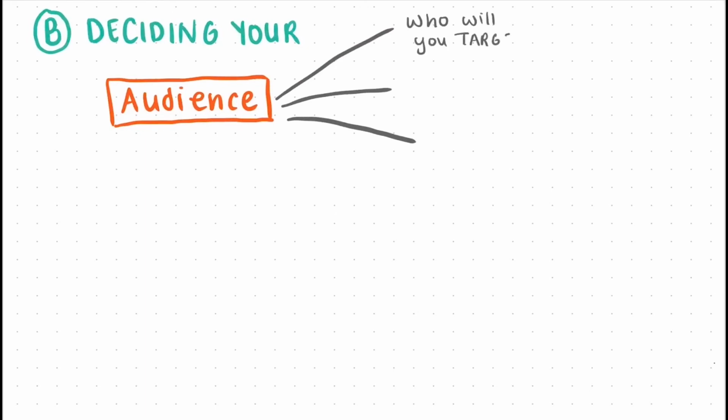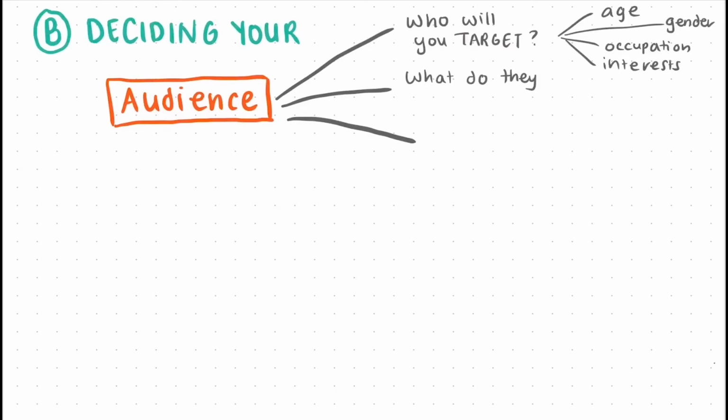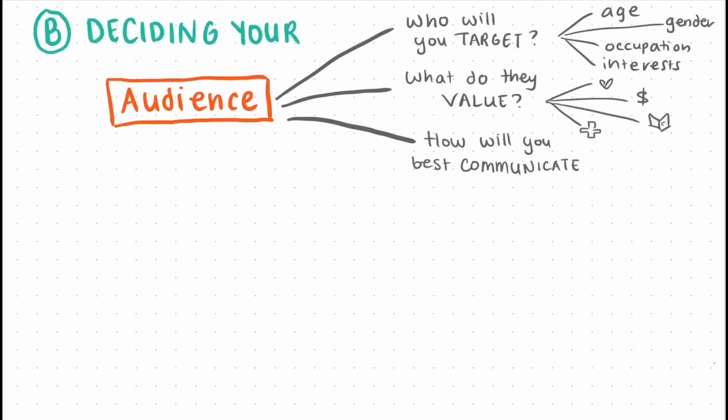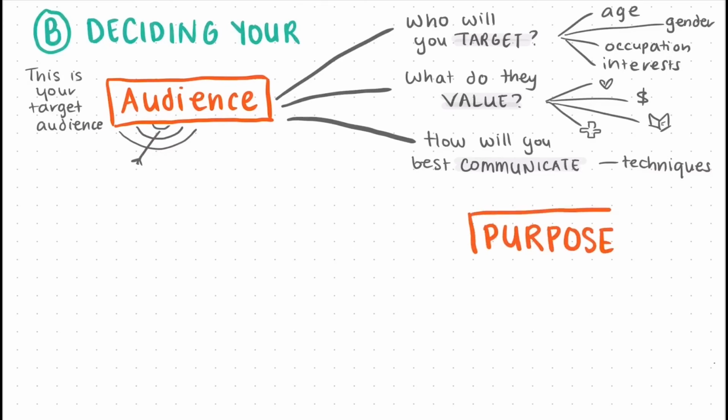Audience refers to who you will target. For example, their demographics in age and their interests, what they value, for example, love, happiness, health, how you will best communicate to them, what techniques will work best, as well as what you want them to agree with. This will become your target audience. It's important to make this specific.